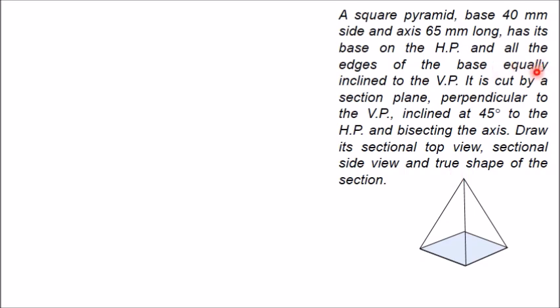Now it is cut by a section plane perpendicular to the VP. So the section plane is perpendicular to VP, therefore in the front view you will get that section view as a line. Now this section plane is inclined at 45 degrees to the HP, so the inclination of that plane will be 45 degrees from the XY line, and it will bisect the axis. The axis is 65 mm long, so you have to determine the middle point of the axis. From the middle point of the axis you have to draw a line which will be 45 degrees from the XY line.